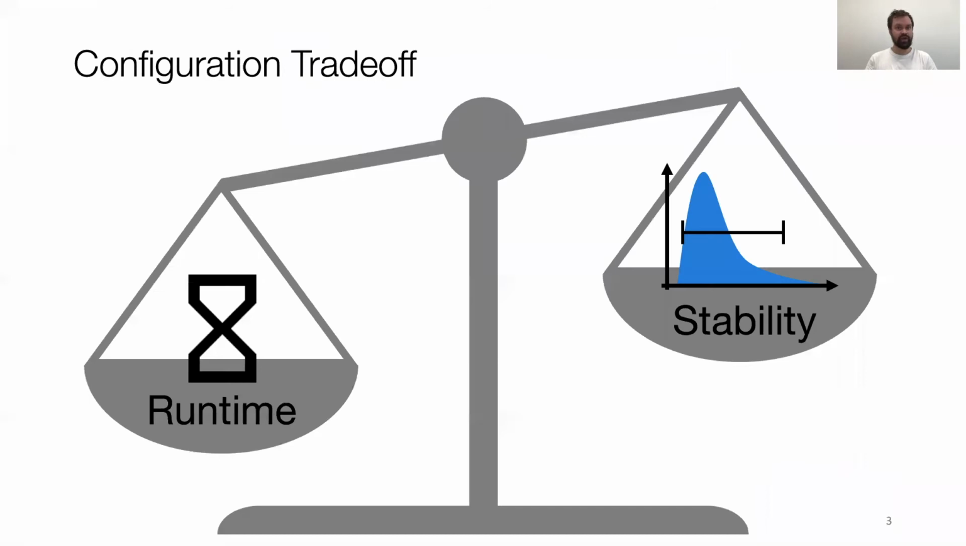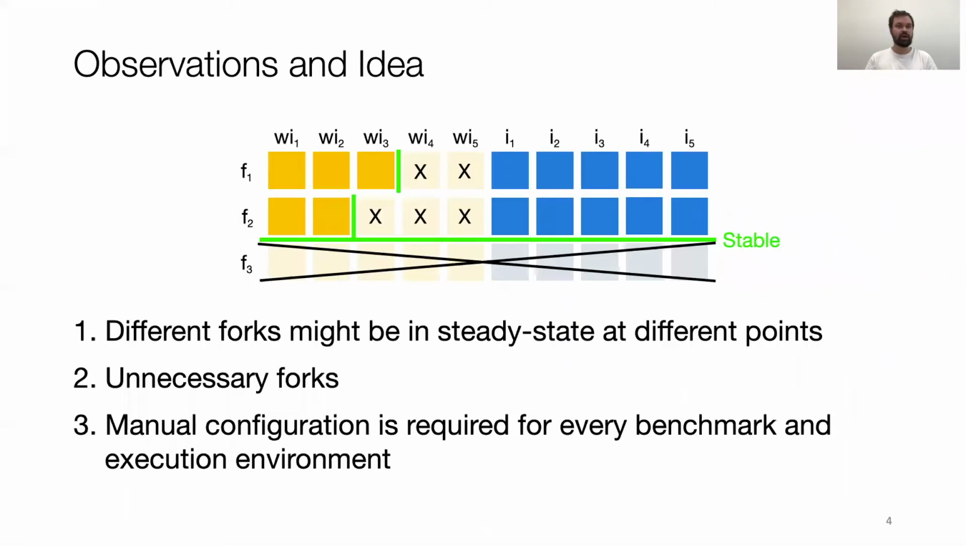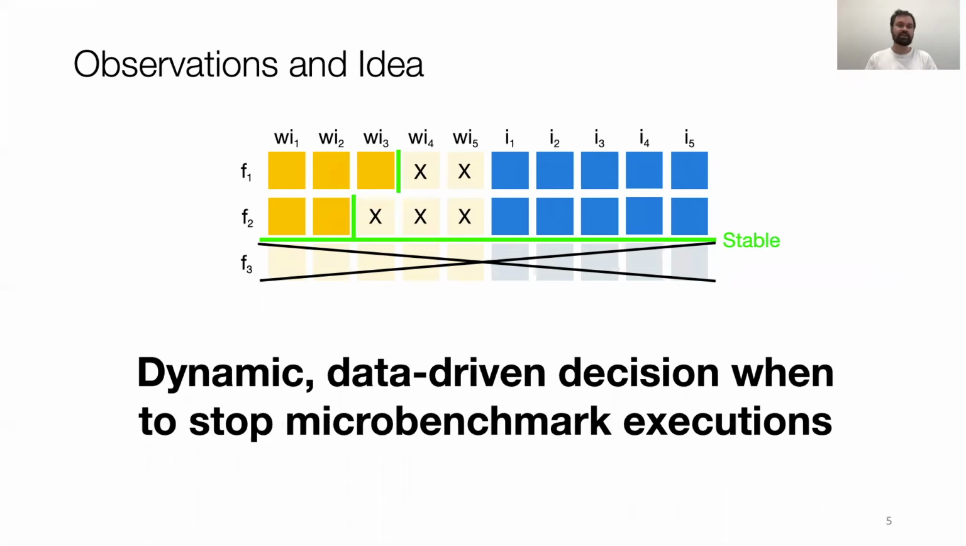Through proper configuration of the benchmarks, one can tackle these two challenges, but ultimately it's a trade-off between runtime and stability, which is hard to get right. We observe that current execution configurations might waste precious execution time by running too many warm-up iterations or unnecessary forks, which do not lead to better results. And manual configuration is required for every benchmark and execution environment. So we need a dynamic data-driven way to decide when to stop microbenchmark executions.